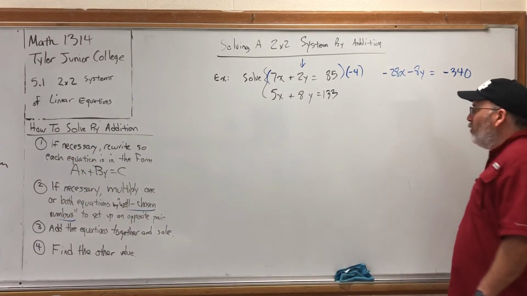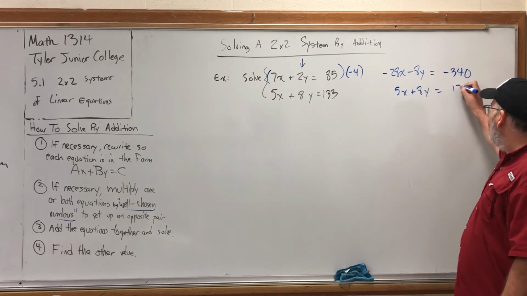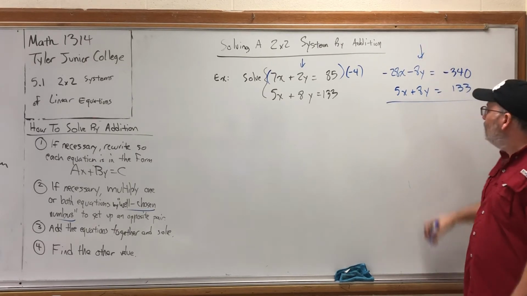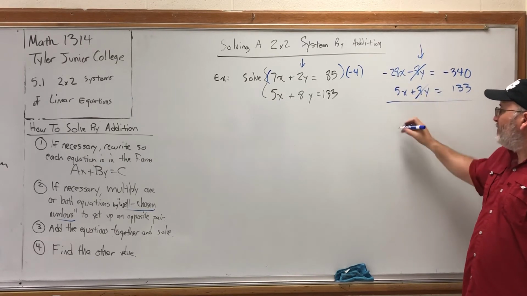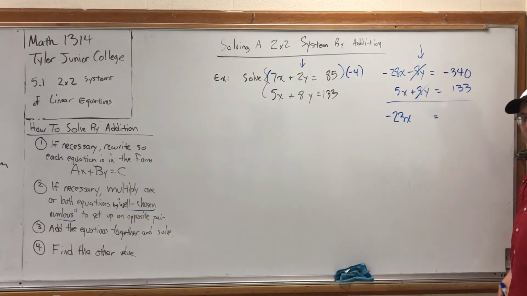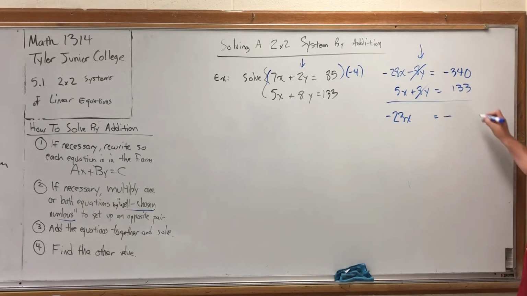The bottom equation we're going to leave alone as 5x plus 8y equals 133. And we have our opposite pairs set up on the y's. They cancel. When we combine the x's, we get negative 28x plus 5x is negative 23x. When we combine the constant terms, negative 340 plus 133, first off is negative, and then the difference appears to be 307. Let me just add real quick. Yes, the difference is negative 307.